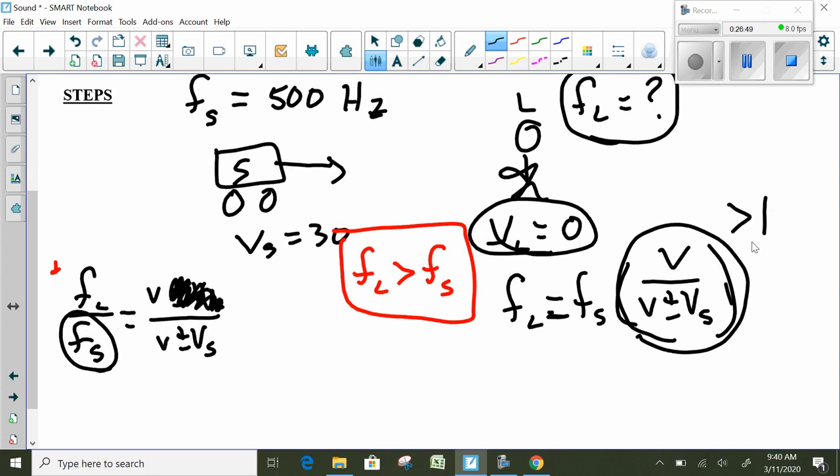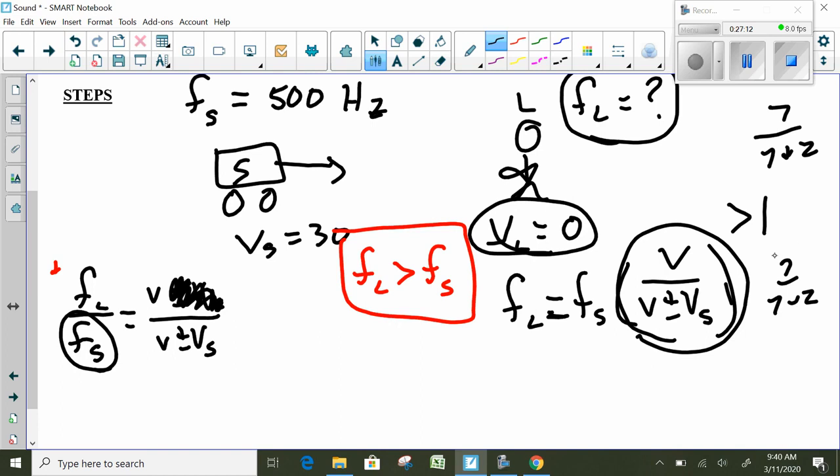Let me scroll down a little further. Now, to get this thing bigger than 1, I kind of cheat. I go 7 over 7 plus 2, I just make up numbers, or 7 over 7 minus 2. Which one of these signs will create a number bigger than 1? Well, if I have a negative on the bottom, I'll have 7 over 5, and that's bigger than 1. If I have 7 over 9, that's less than 1.